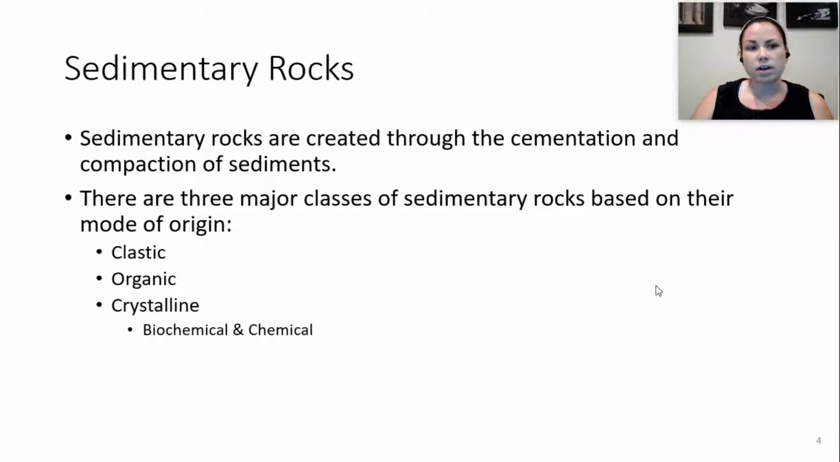So last lecture, we talked about erosion and weathering, and that plays a really important part into how sedimentary rocks are formed. So sedimentary rocks are created through the cementation and compaction of sediments. There's three major classes of sedimentary rocks based on where they originated: clastic, organic, and crystalline. And in the crystalline category, we have two other little categories there. It's biochemical and chemical. And we're going to be talking about all three.